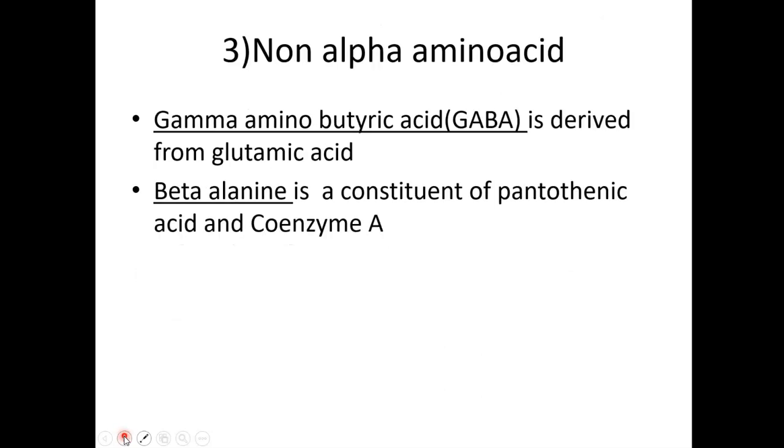Then the third classification under derived amino acid is non-alpha amino acid. There is no alpha carbon atom. What is meant by alpha carbon atom? The carbon atom to which both functional groups are attached. Here two examples are there for non-alpha amino acids. GABA, gamma aminobutyric acid, is derived from glutamic acid. Next is beta-alanine, a constituent of pantothenic acid and coenzyme A. These two are known as non-alpha amino acids.